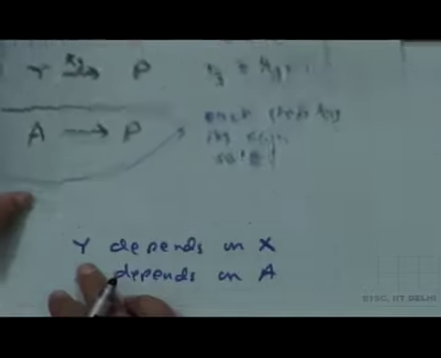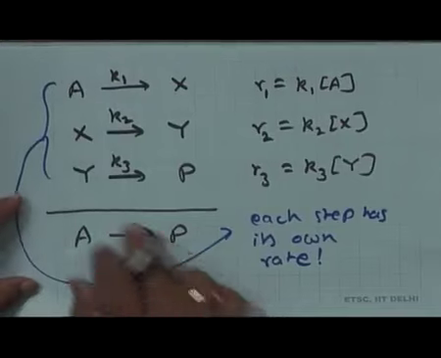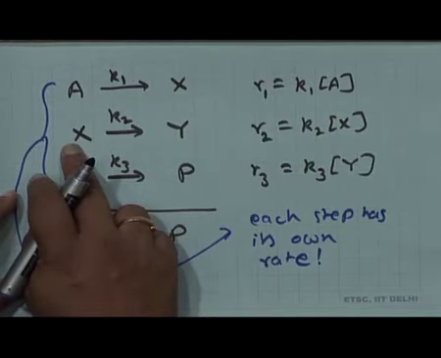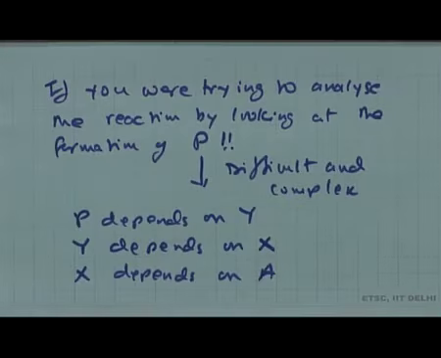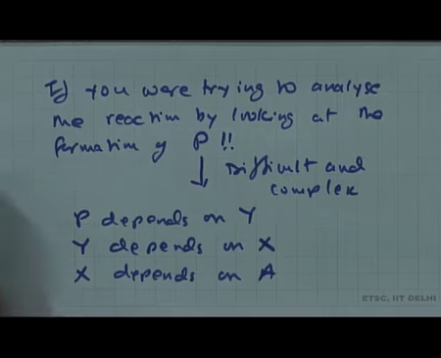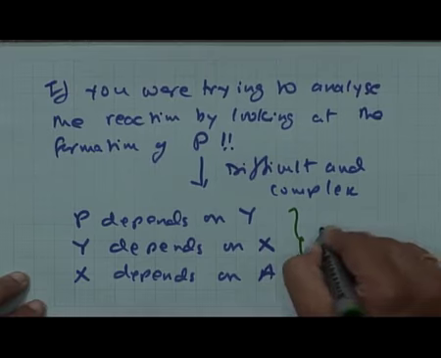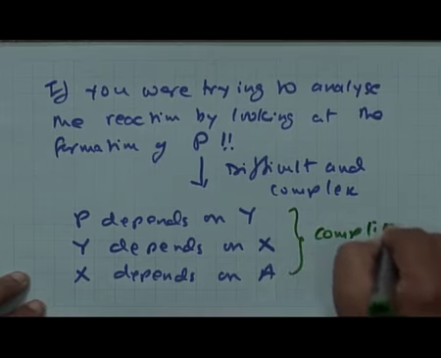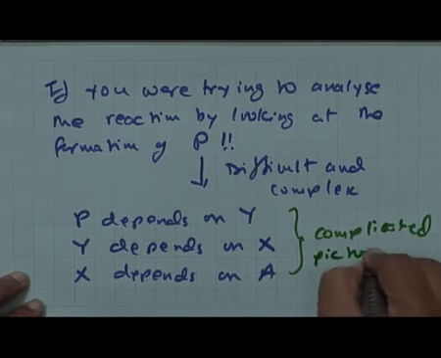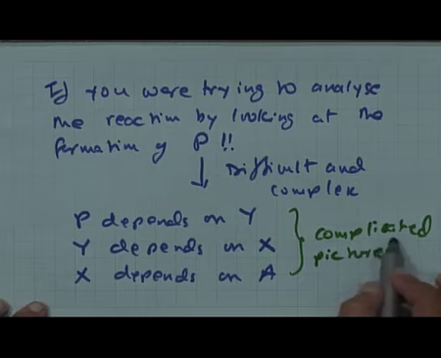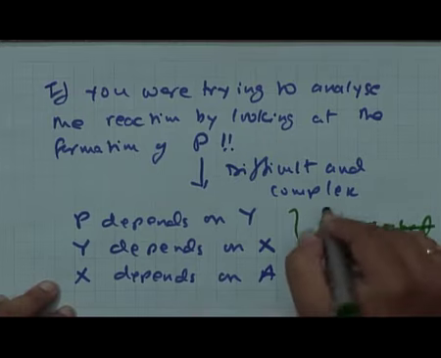Then Y depends upon X. Similarly, X will depend upon how it is formed from A. Hence, P is dependent upon Y, which in turn is dependent upon X, which in turn is dependent upon A. This tells you that this is quite a complicated picture. Okay. So, let me write it again. This is quite a complicated picture.